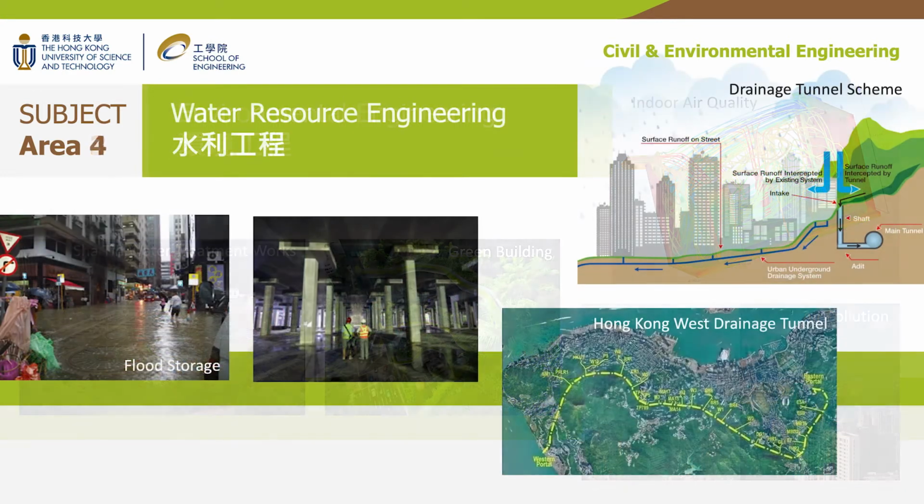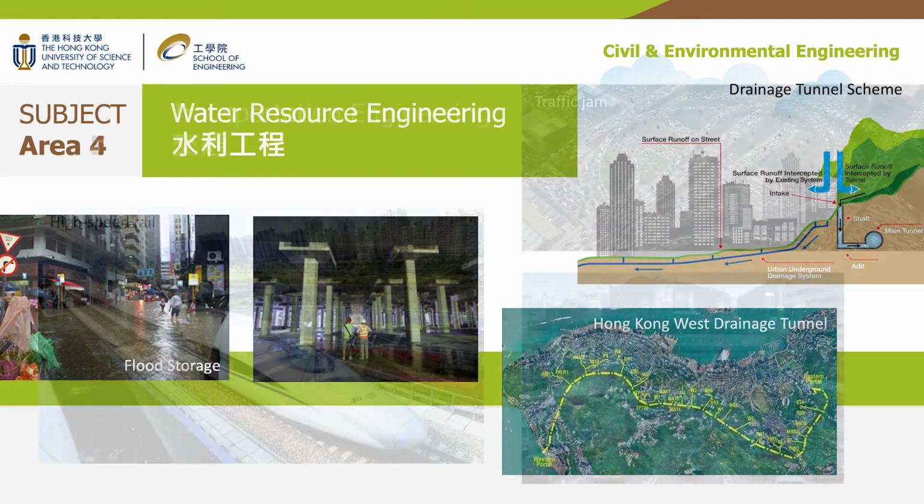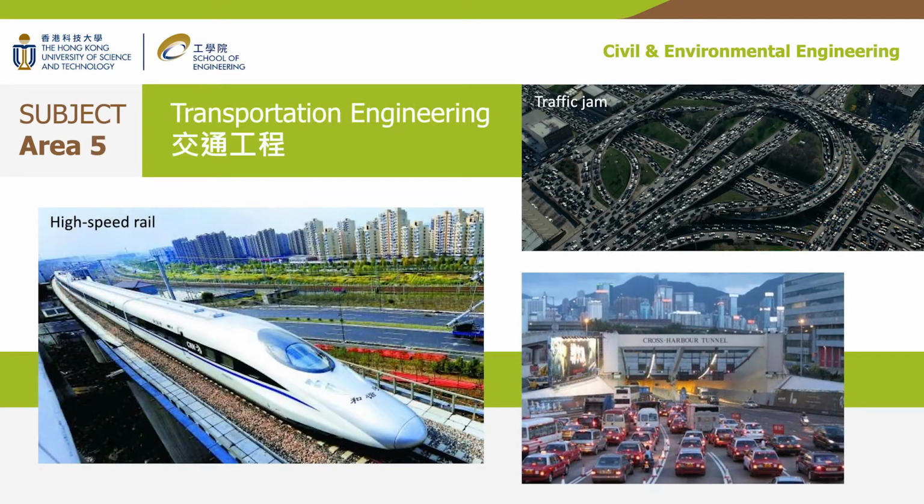Fourth area is water resource engineering. If you remember, in 2018, we had Typhoon Mangkhut, number 8, which seriously flooded Macau but not Hong Kong. It is actually the achievement of civil engineers who avoid flooding, plan the drainage system, catchment of rainwater, construction and maintenance of reservoirs, etc. The fifth area is transportation engineering.